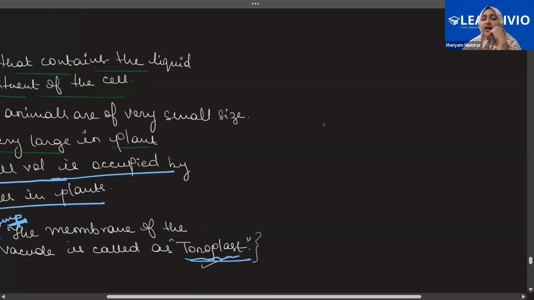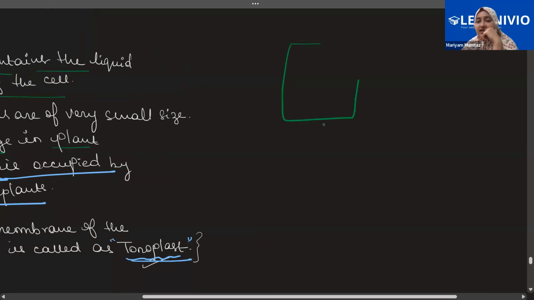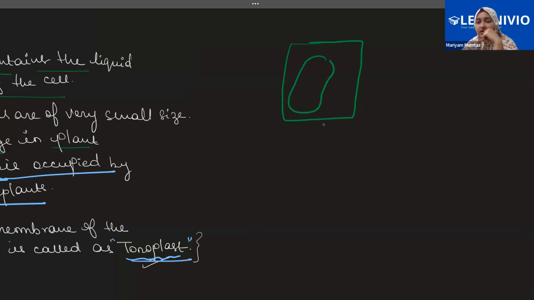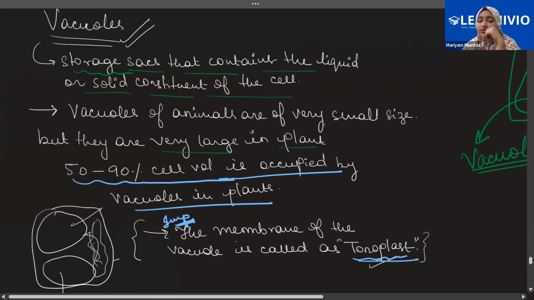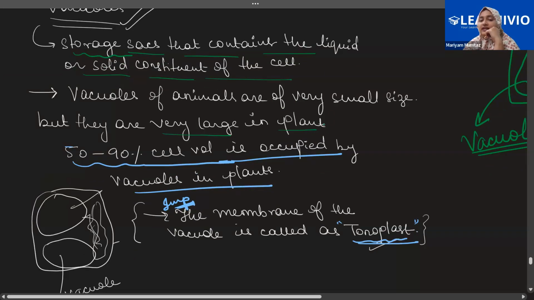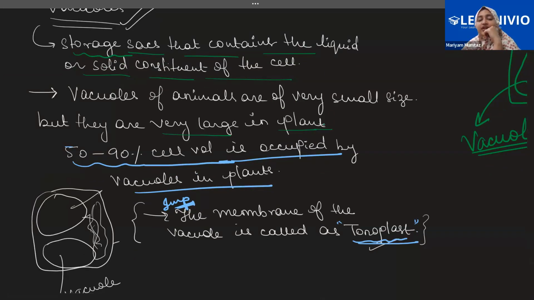Imagine 50 to 90%. For example, if this is the plant cell, this much space will be occupied by the vacuole. This will be the vacuole. And the plant stores the stuff inside the vacuole. Anything that has to be excreted out later on, or any extra food product, gets stored in the vacuole. So vacuole is the storage sac, and it is in a huge amount and a larger size in the case of plants. It takes up 50 to 90% of cell volume in the plants.